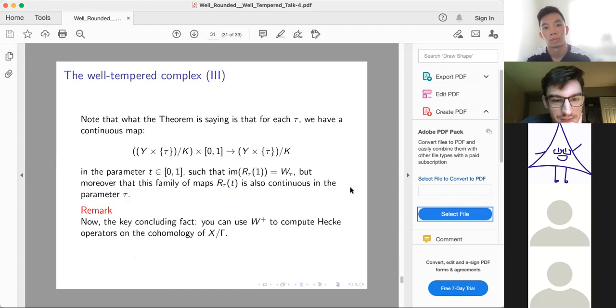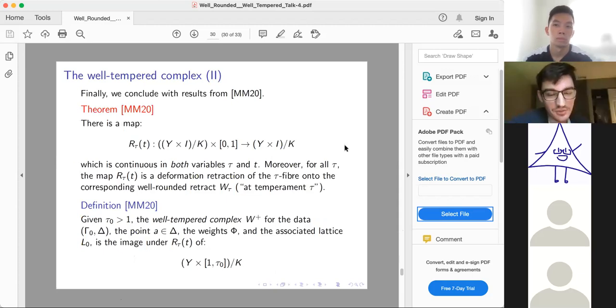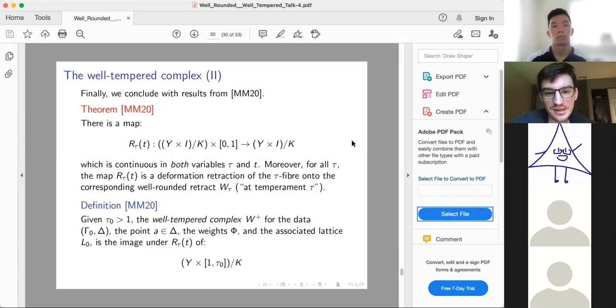So maybe, in the interest of time, I'll finish with the main result, which is a result from the paper published in 2020, McConnell and MacPherson, that the well-tempered complex is built up from this family, and the well-tempered complex can be used to compute for you the action of a Hecke operator on the cohomology of this space. And what you get is this fiber bundle, which is the analog of what you have in the well-rounded retract case, where you just have y and k and you don't have this sort of parameter space I. And it turns out you get a whole continuous family of these retracts, and every fiber deformation retracts onto the well-rounded retract that you have. And so this well-tempered complex is a new object, which I think is of great interest.